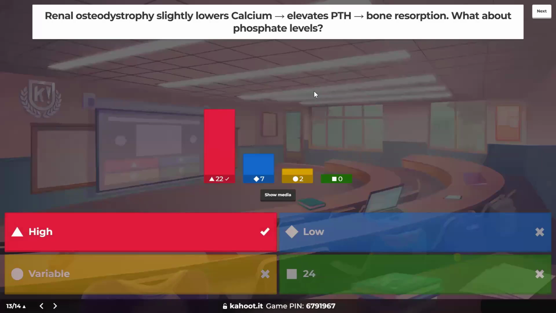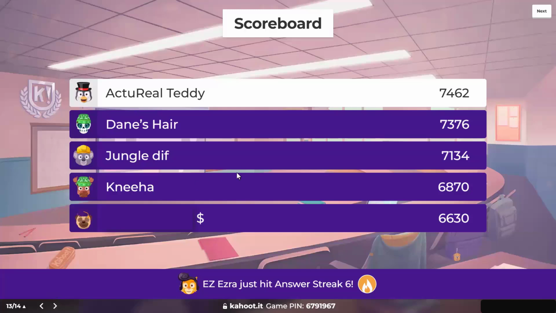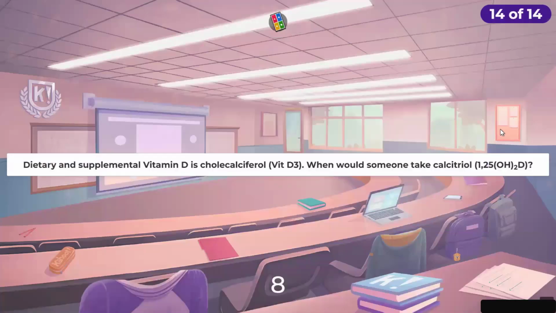This was the big one with kidneys not functioning. Kidneys are trying to excrete phosphate. If you have a lot of bone turnover, a lot of bone resorption, and your kidney's not excreting the phosphate, it's going to go high. What was the media? Yeah. One more, I think. Actually, Real Teddy.